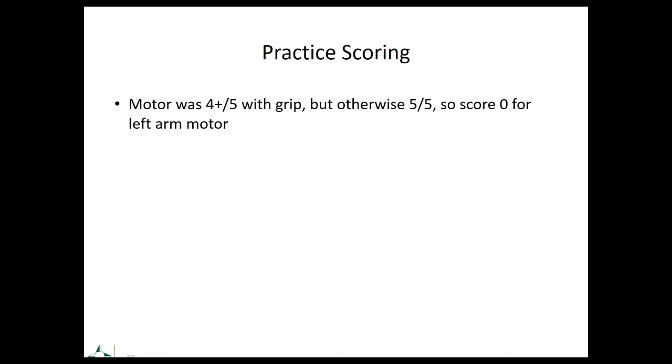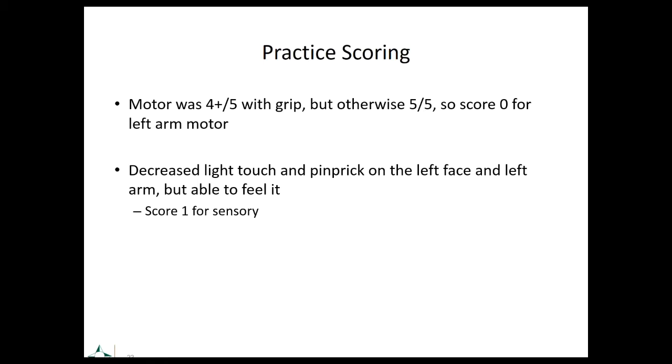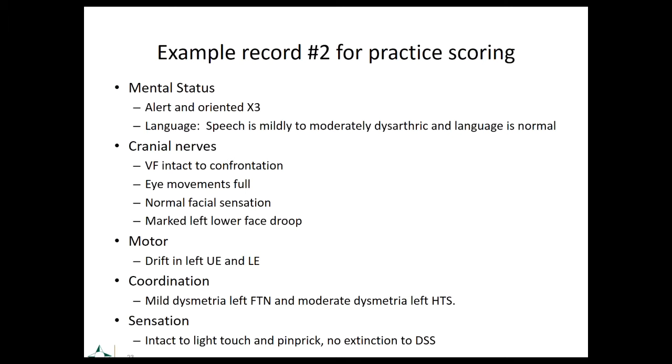Number 2, a little more challenging. So this was a gentleman who had acute onset of left-sided weakness, and he was brought in with some speech that was mildly to moderately dysarthric, but his language was normal, and he was alert and oriented ×3. His visual fields were intact, eye movements were full, normal facial sensation, but he had a marked left lower face droop. He had drift in the left upper and lower extremity, and that was 5 out of 5 strength on the right. He had mild dysmetria with left finger to nose and moderate dysmetria with left heel to shin. And then sensation was intact with no evidence of extinction to double simultaneous stimulation.